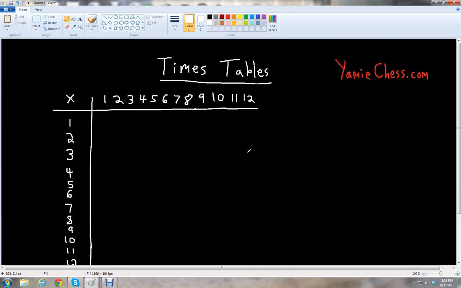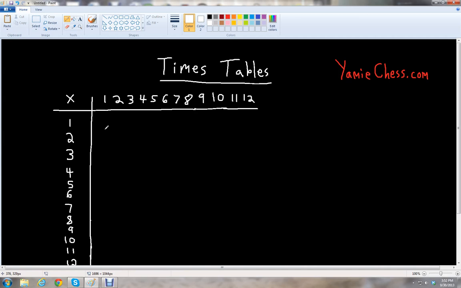Yamie Chess is a math learning aid based on classic chess that helps students in math and science education for school. In this lesson, we will learn about times tables, or multiplication tables, numbers 1 through 12. And so we have the row of numbers 1 through 12 and the columns 1 through 12, and we're going to multiply each of the numbers together to get the numbers for our table.